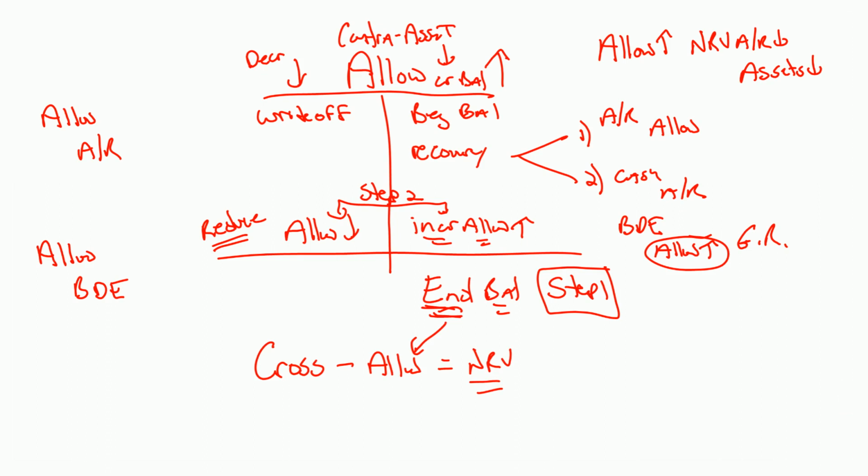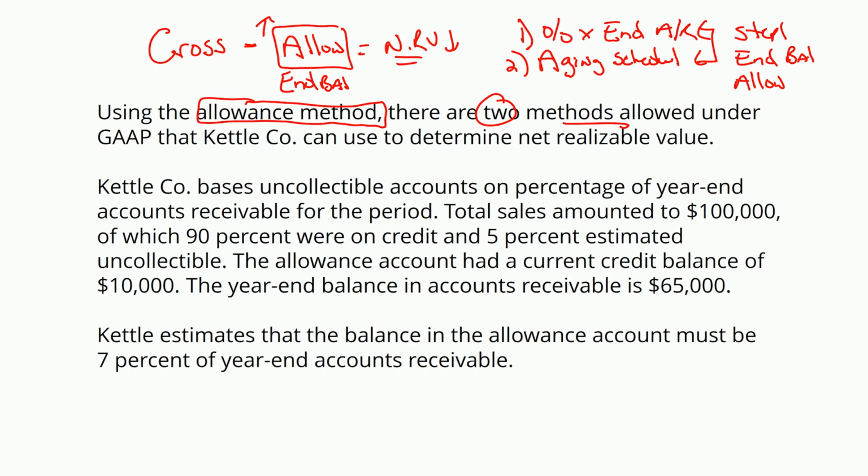All right, so here we go. Two methods allowed under GAAP to determine that net realizable value. Okay, so we have two methods. So here we go, first example. We base our uncollectible accounts on a percentage of year-end accounts receivable. All right, very simple. Percentage of year-end accounts receivable.